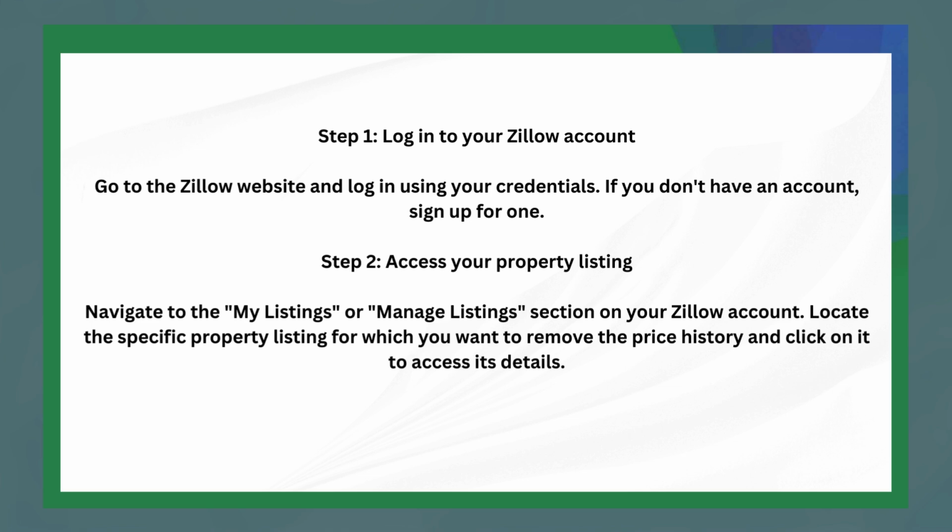The following step is to access your property listings. So navigate to my listings or manage listings section on your Zillow account. Locate the specific property listing for which you want to remove the price history and click on it to access its details.